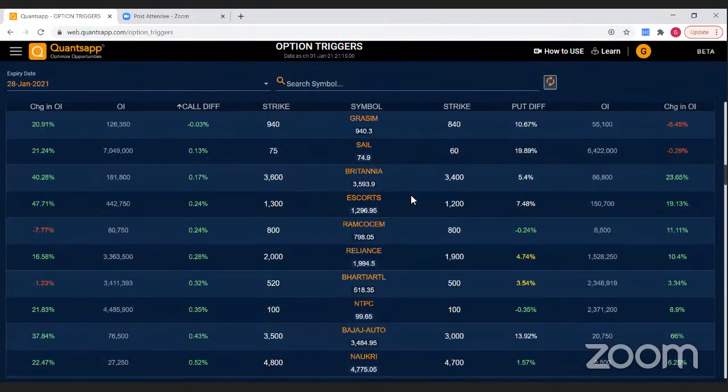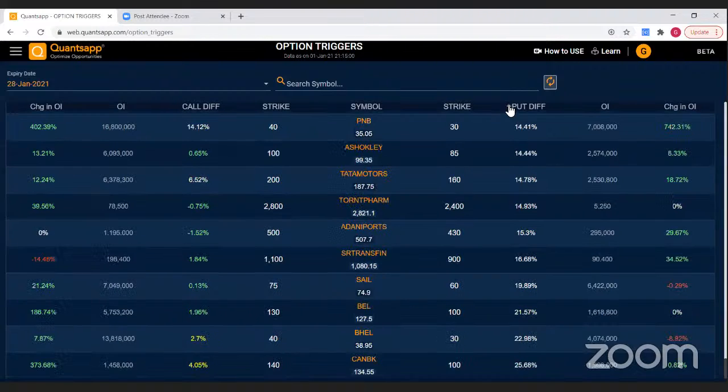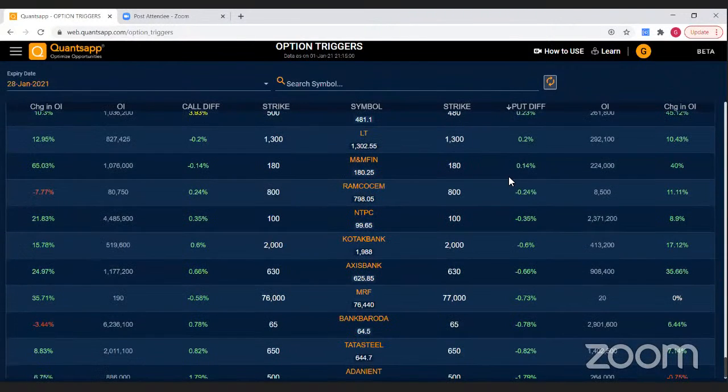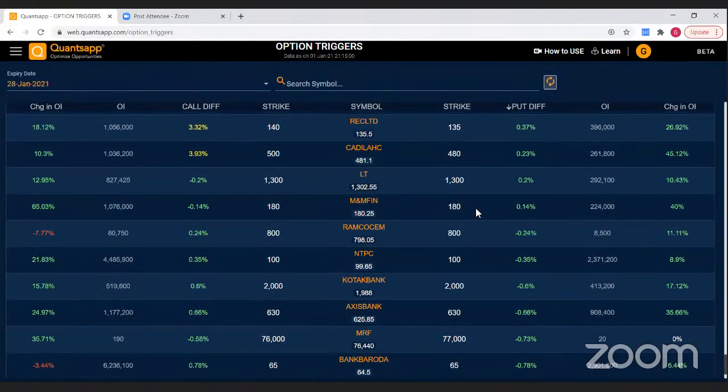So we'll take one more example regarding the put option as well. We'll sort the data first and directly jump here. If I go here, LT and M&M Finance are the two stocks. M&M Finance is around 180.25, with the highest put strike at 180. It's very easy to figure out the stocks which are at the highest call and the highest put, and what the likely movement is, how the market participants are looking here. It's very easy in the option trigger.